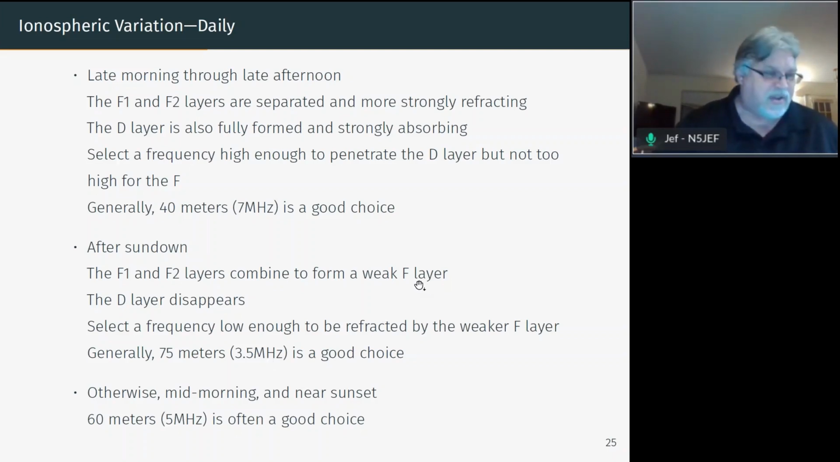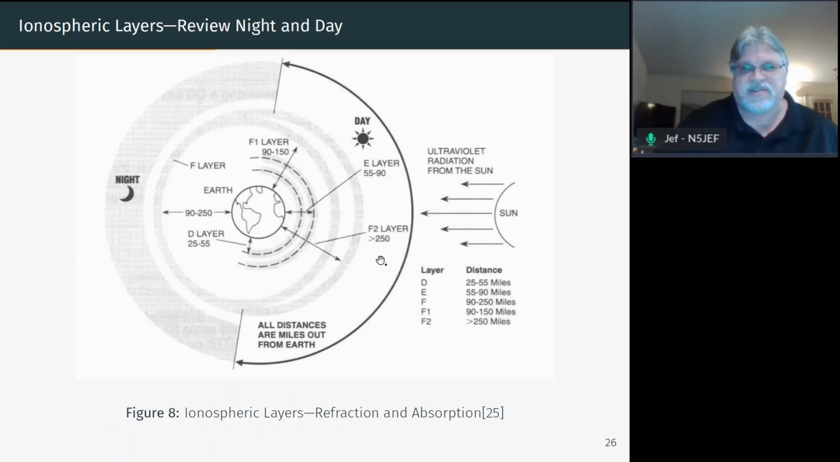Oh, also it bears saying that right now, with the sunspot cycle being the way it is and weak ionospheric charge, 60 meters is the best bet pretty much all through the day. This is the same diagram as before for review.